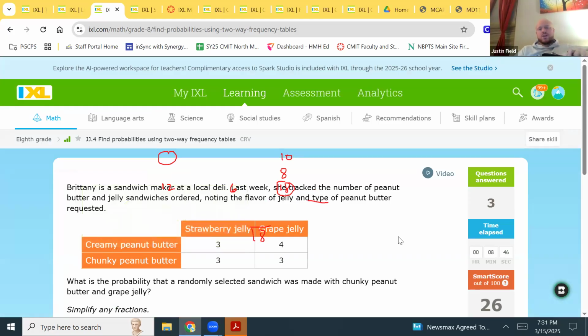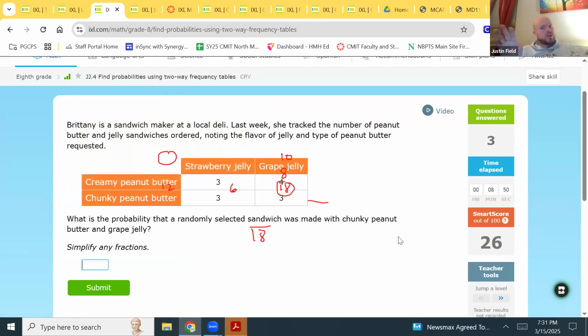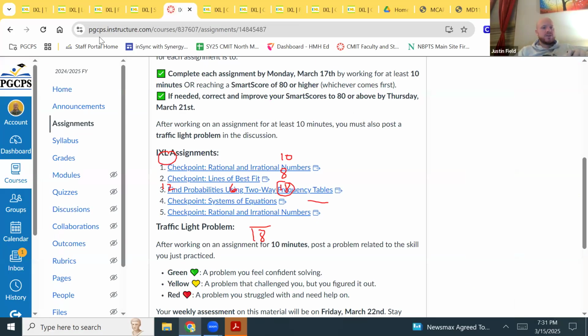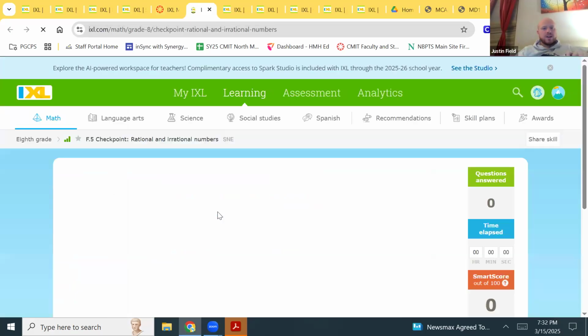Just the Edpuzzle alone, you're going to get at least a smart score of 26. You might have to try a little bit harder to get up to 80. Don't forget about your red problems. Okay, so that was the two-way tables. Find that grand total, and then write your fraction. Don't forget to simplify. Let's do the checkpoint for irrational numbers and rational numbers.